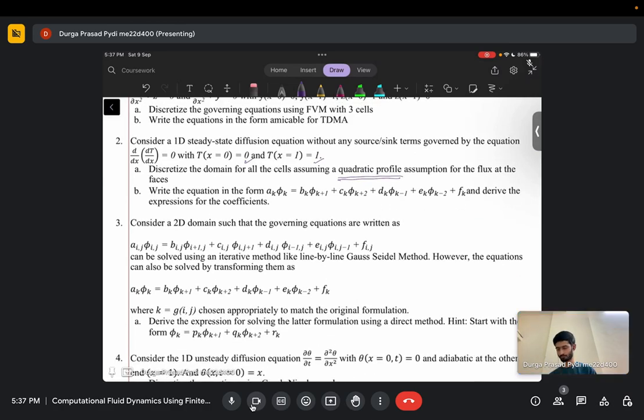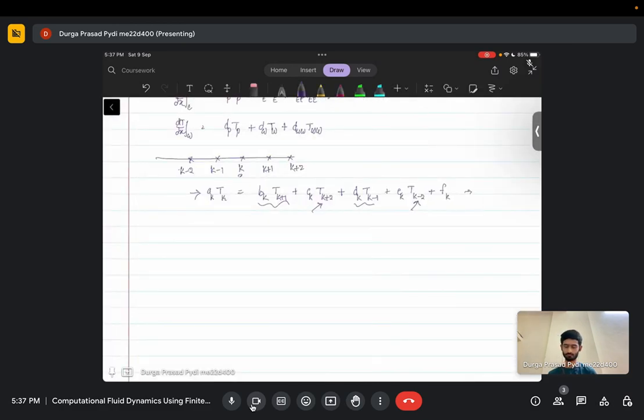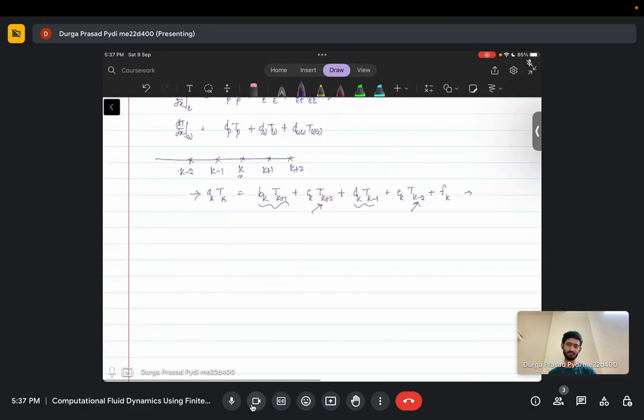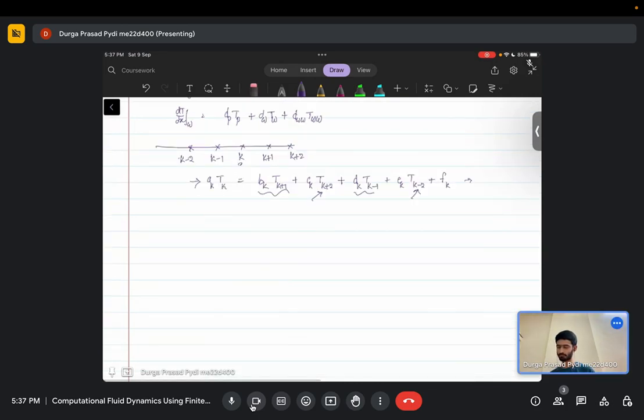So I have a doubt here. We are telling it as a quadratic profile, right? But anyway, at the end we are getting a linear combination. So what is the significance of quadratic profile? I mean, essentially your order of accuracy will be increased. That's the only advantage you will get. Okay.